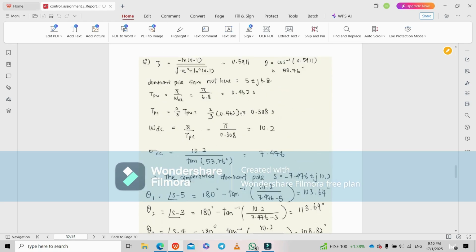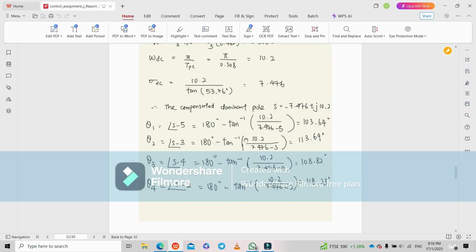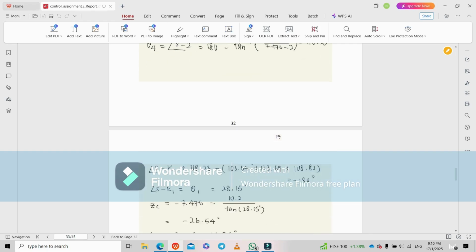Then on part F, to design the PID controller for 10% settling time, we use the formula to find the compensated dominant pole first, which is s equals negative 7.476 plus minus j10.2. Then we find the angles: the first angle is 103.64, the second angle is 113.69, the third angle is 108.82, and the fourth angle is 118.23.